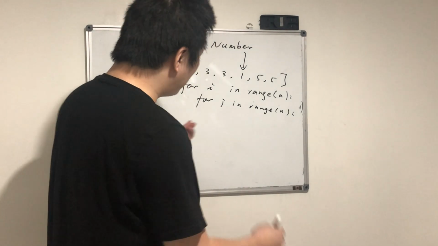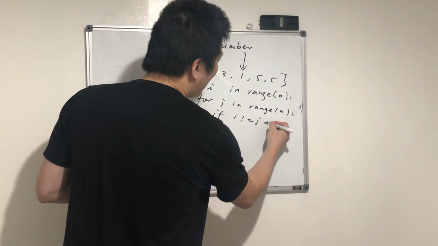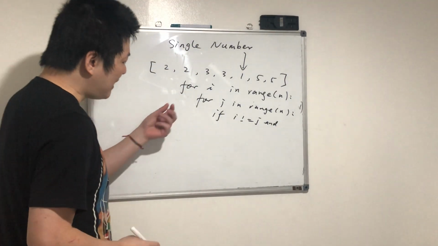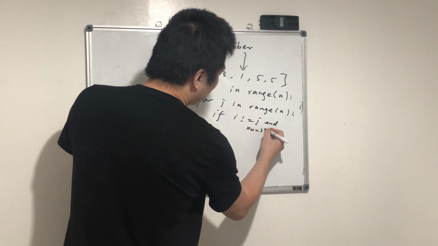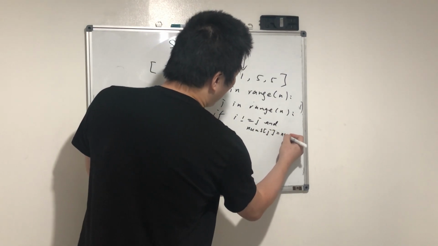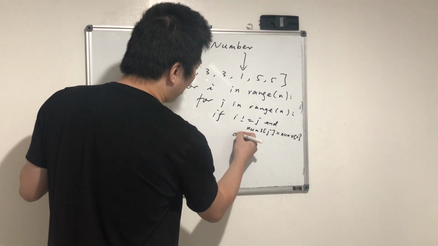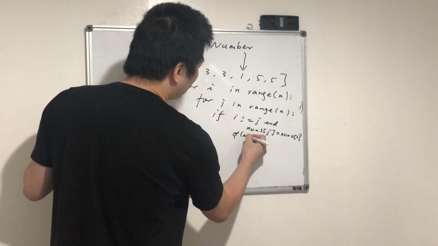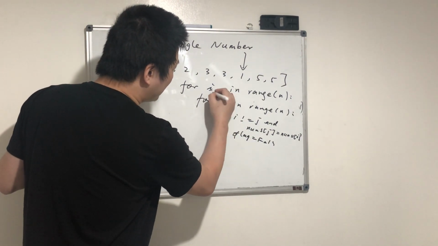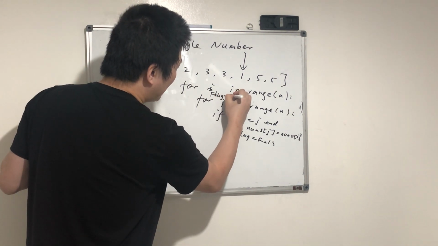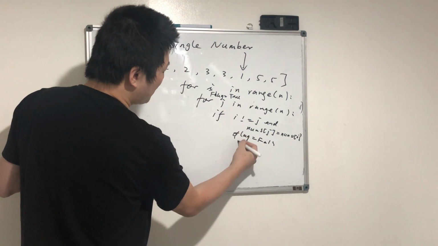Okay, so how can we do this? If i not equals j, and nums j equals nums i, right? That means that we find the two duplicate numbers. Now we need to set this flag equals false. Okay? And then here, every time we locate the i, we set this flag equals true, okay? And then if we find this flag equals false, it means that it's not a single number, we break it, okay?